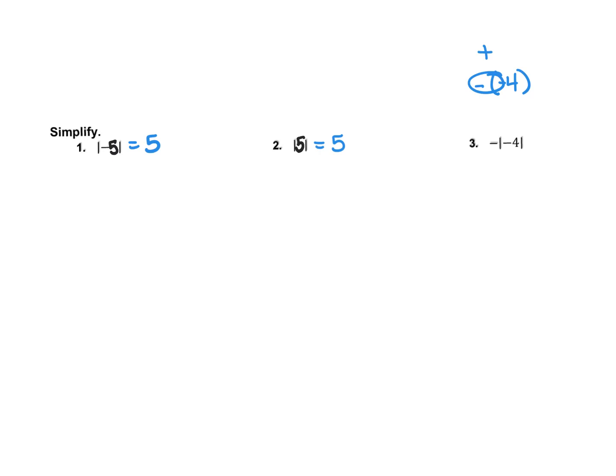When you have those absolute value symbols, you have to evaluate what's inside of them first. Then you can go and evaluate with that negative. So let's start right here: what is the absolute value of negative 4? Well, the distance away from 0 is going to be 4. And now I'm just going to take this negative right here and place it back on there. And so the answer to this one is going to be negative 4.